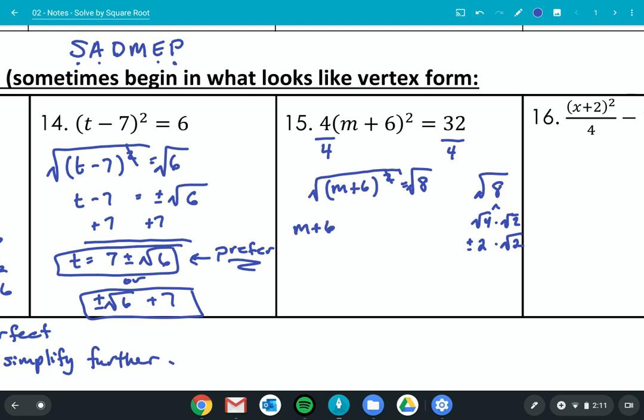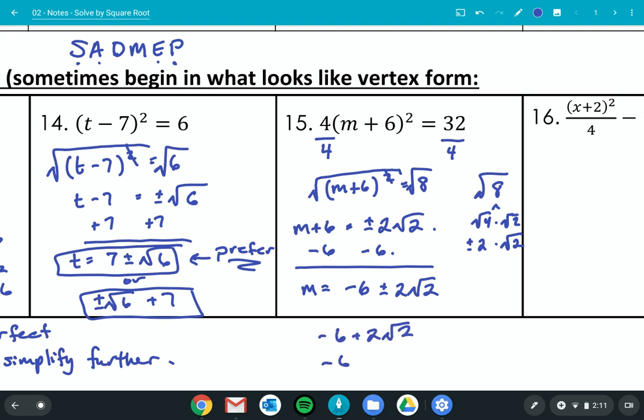So now m plus 6 is equal to plus or minus 2 times the square root of 2. So to get that m by itself, I'm going to subtract 6 from both sides, keeping in mind I'm not going to combine these two items. I'm going to leave them separated. So m is equal to, and I'm going to write this as a preferred solution, negative 6 plus or minus 2 times the square root of 2. Which, like I said, is actually two answers. It's negative 6 plus 2 square root of 2 and negative 6 minus 2 times the square root of 2. But I don't want those exact solutions. I just want the simplified, easy solution, which is that.